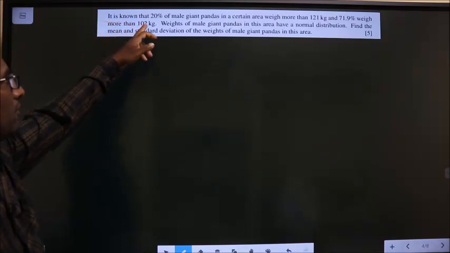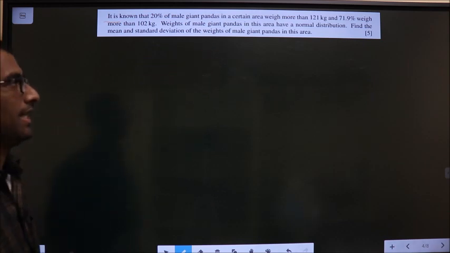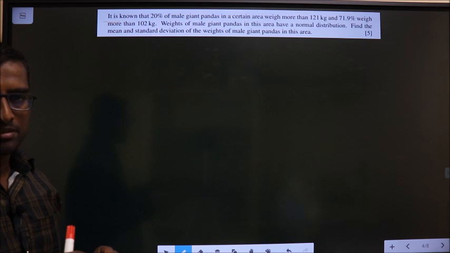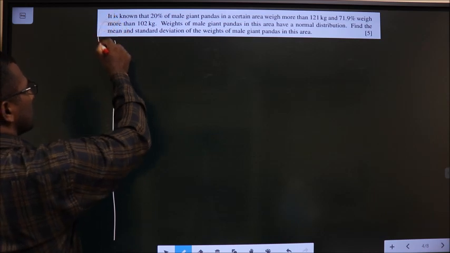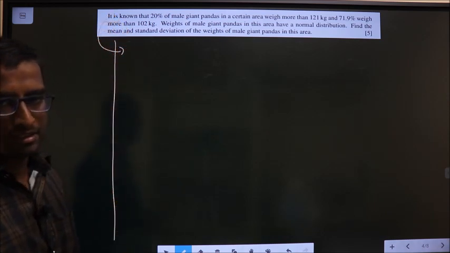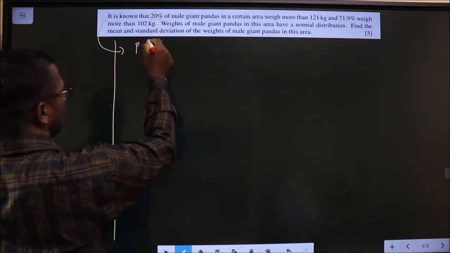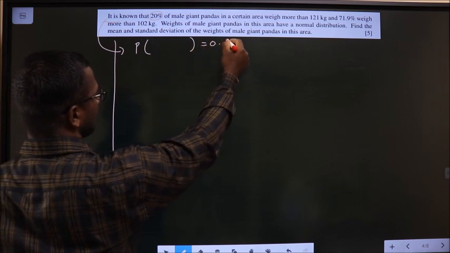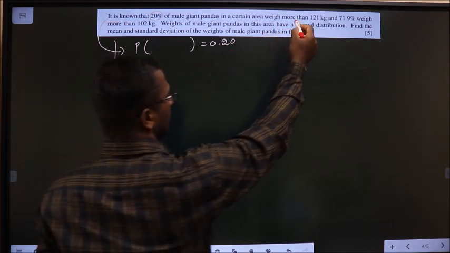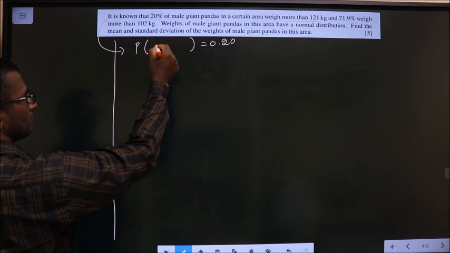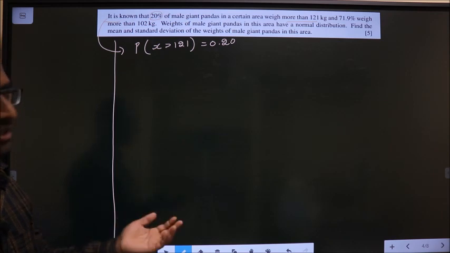It is known that 20% of male giant pandas in a certain area weigh more than 121 kg. We have come across information, let us make a note now. How do I convert this statement into a mathematical equation? In this way, see. 20% is nothing but probability. So 20% is nothing but 0.20. What condition will I get here, meaning weigh more than 121 kg? So x greater than 121 kg. Clear? Let's continue.